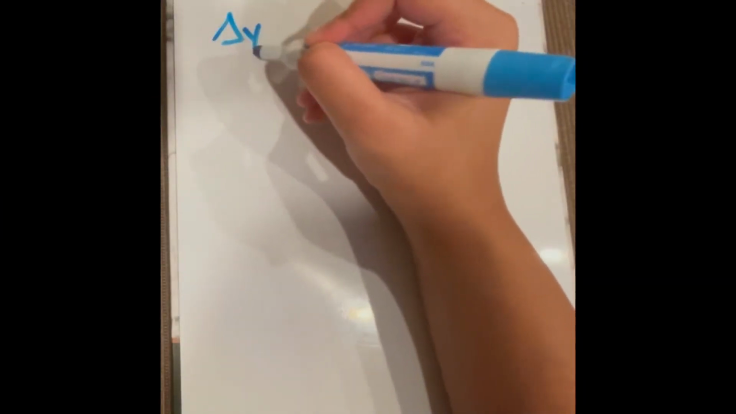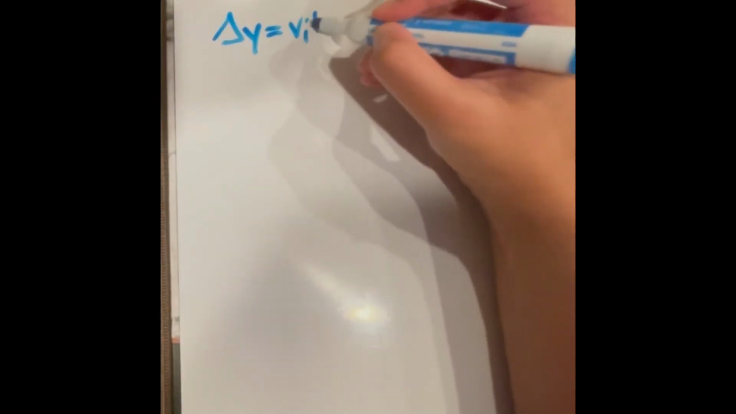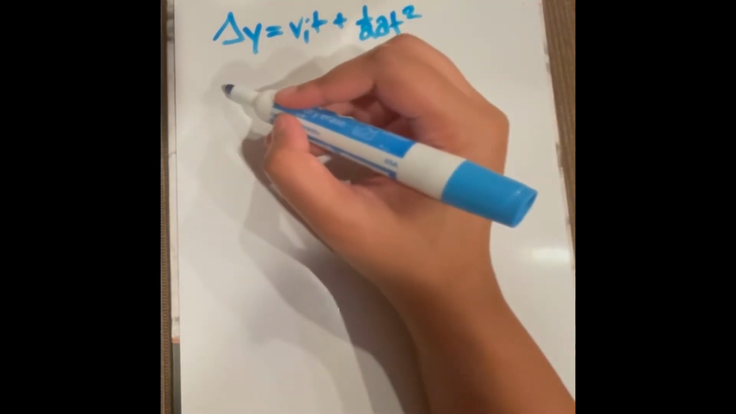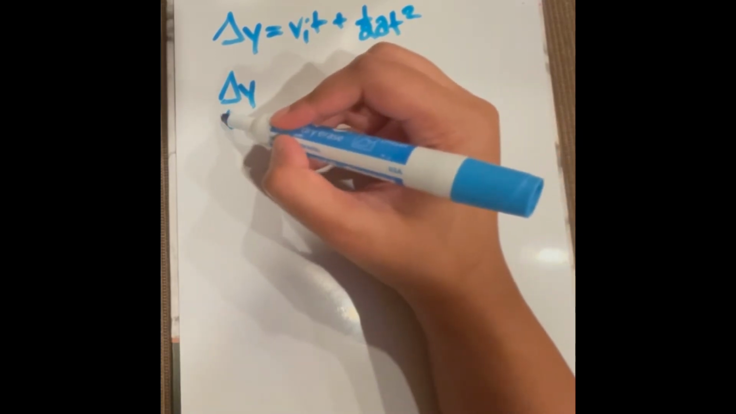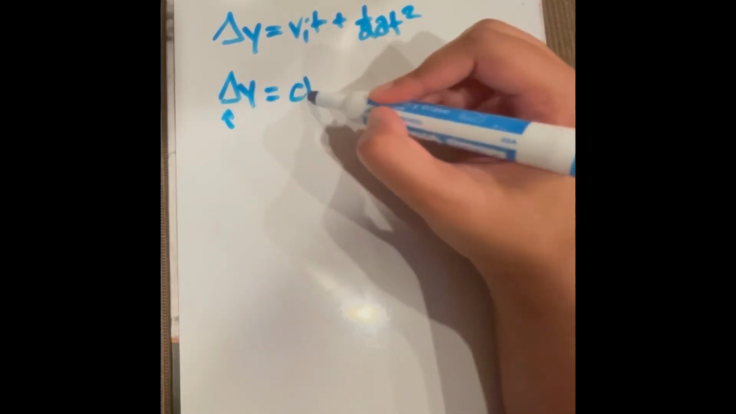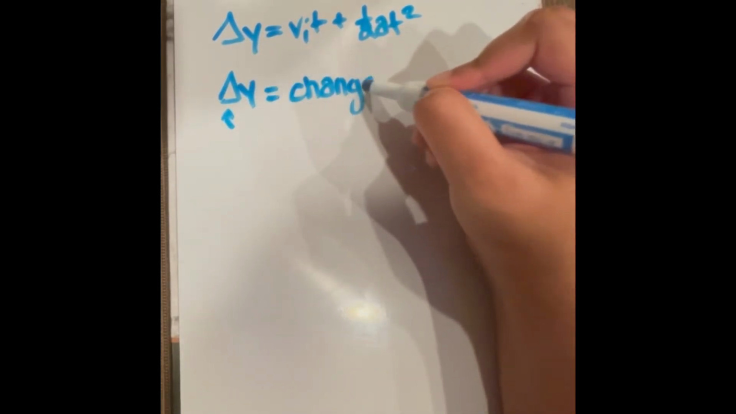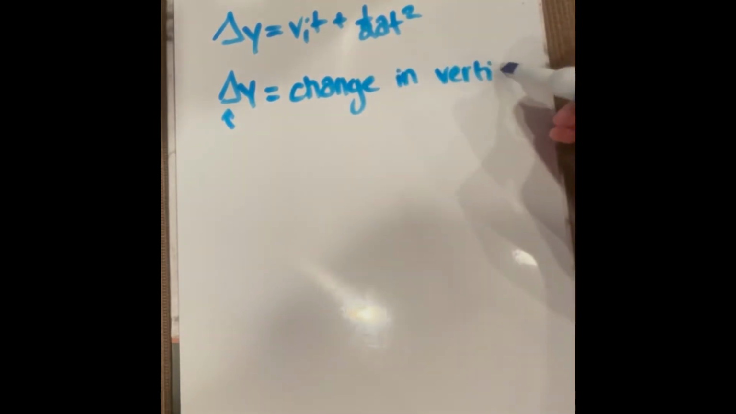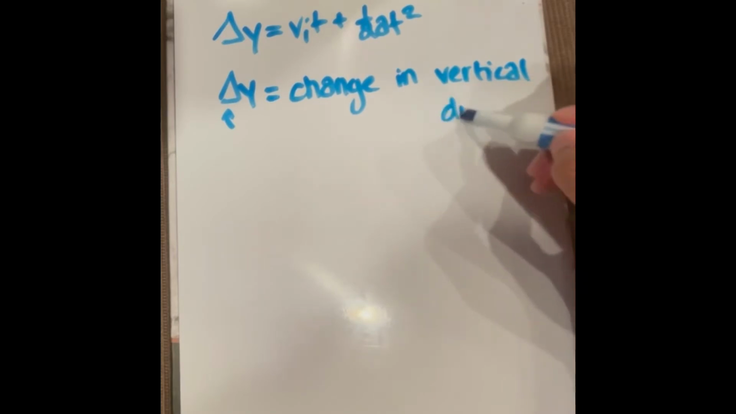Now, let's look at what to do with our data. We need to start with the equation delta y equals v initial times time plus 1/2 acceleration times time squared. Let's break this equation down. Delta y is one variable, and the triangle here, which stands for delta, represents change. So this is telling us that the variable stands for change in y, or the change in vertical distance.